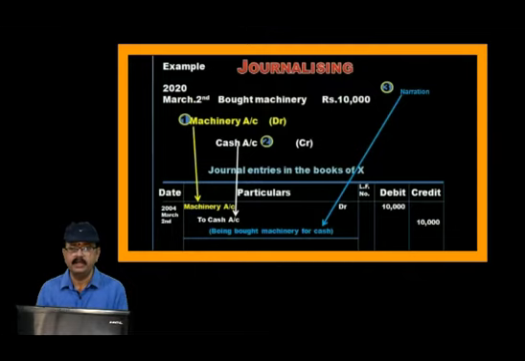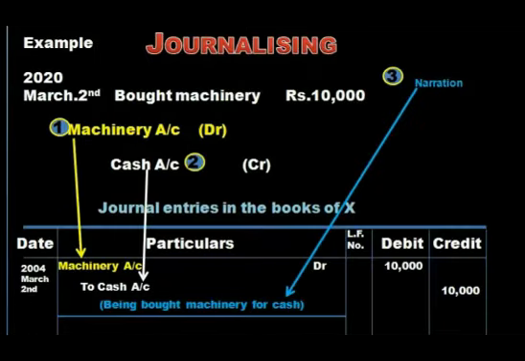Here you can see a journal entry. For example, 2020 March 2nd, bought machinery rupees 10,000. So this is the transaction. In this transaction, or in each and every transaction, there are two accounts. One is for debit and the second one for credit. So here, bought machinery means two accounts are there.